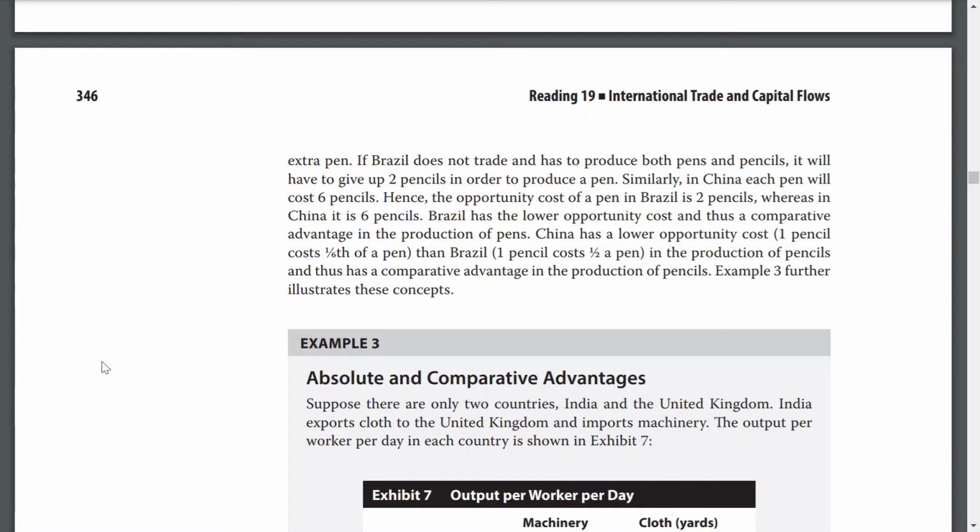Hence, the opportunity cost of a pen in Brazil is 2 pencils, whereas it is 6 pencils in China. Brazil has a lower opportunity cost and thus a comparative advantage in the production of pens. China has a lower opportunity cost than Brazil in the production of pencils, and thus has a comparative advantage in the production of pencils. Example 3 further illustrates this concept.